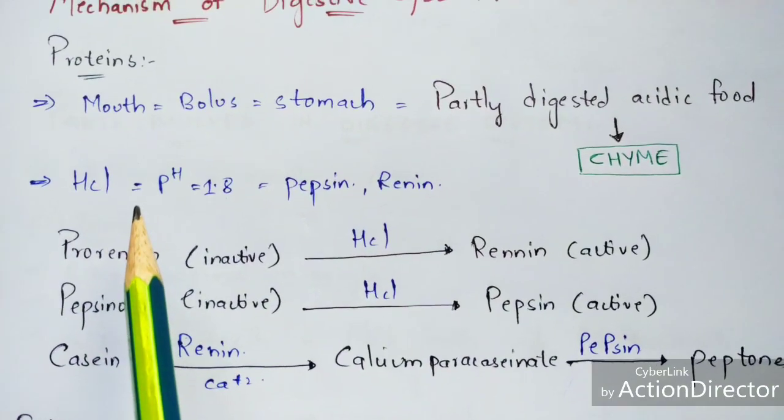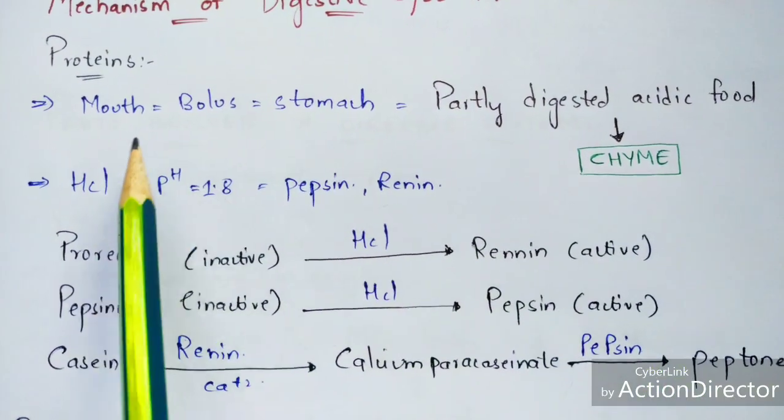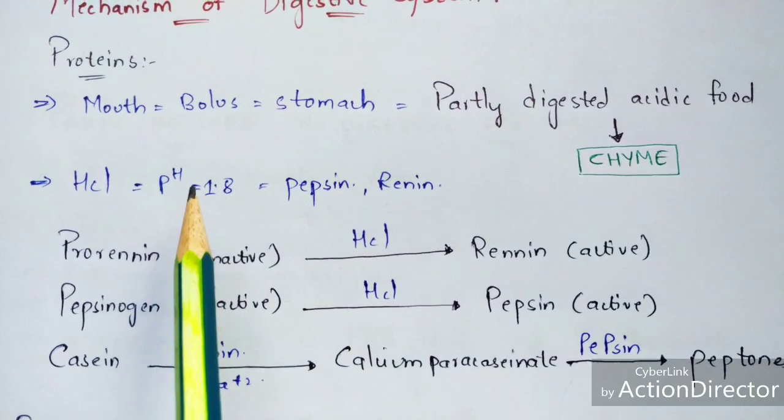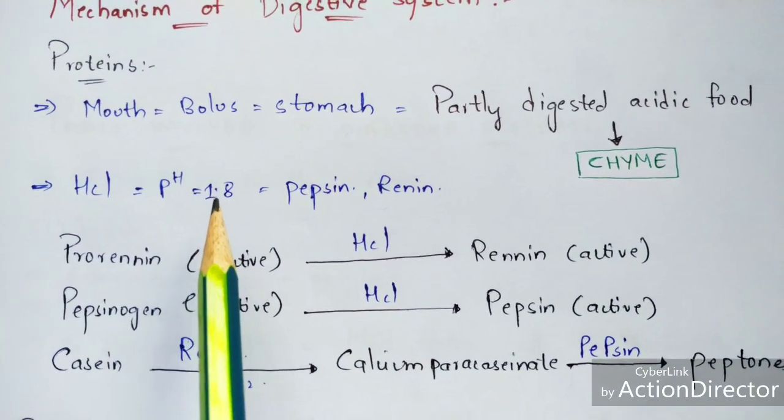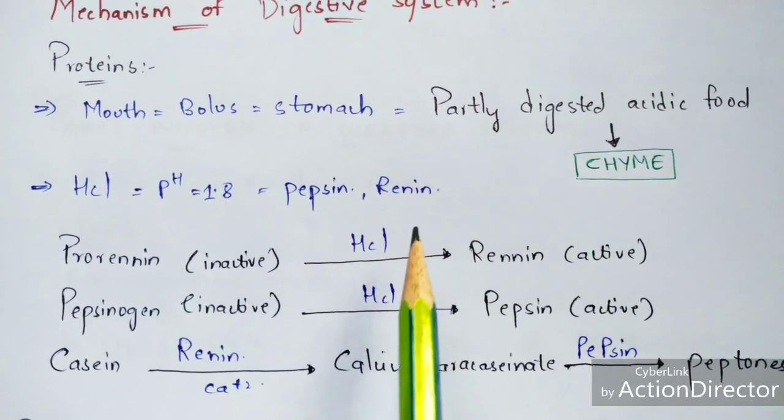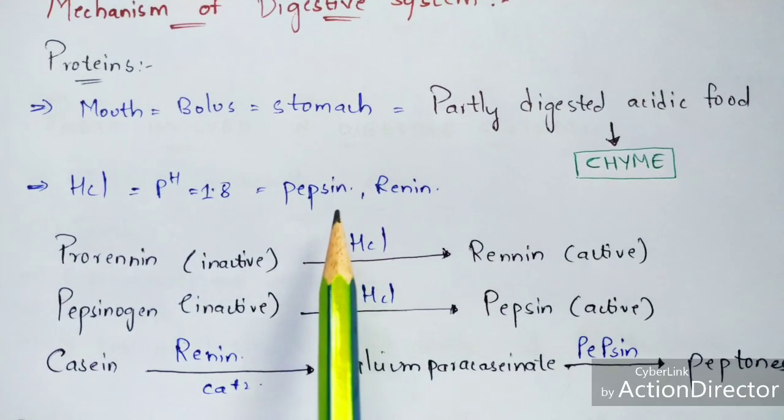And normally we know that HCl is present in the stomach, which I have told you here, and the pH of that HCl is nearly 1.8. So it helps in the production of pepsin and renin. So this pepsin and renin play a major role in the digestion of the proteins.